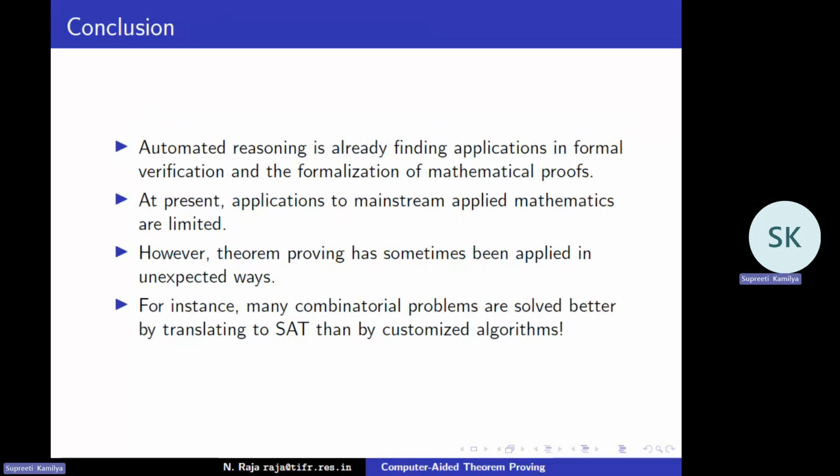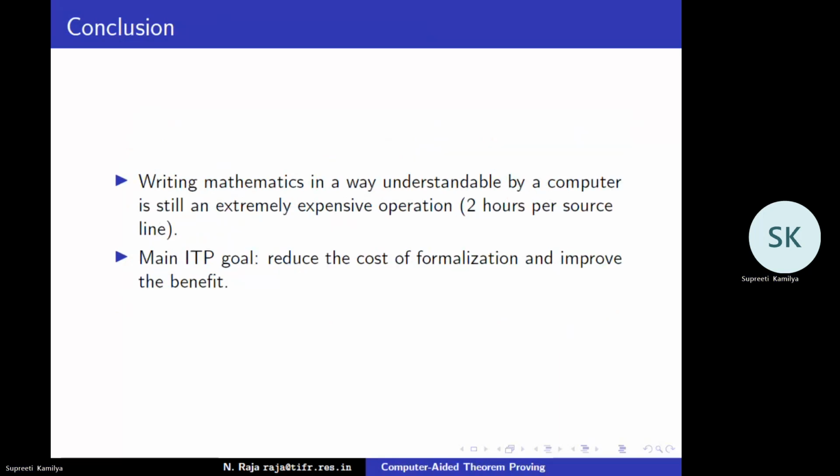So that brings me to the conclusion of my talk. Automated reasoning is already finding applications in formal verification and formalization of mathematical proofs. At present, applications to mainstream applied mathematics seem to be limited, but theorem proving has been applied in some unexpected ways. For example, there are several combinatorial problems which are better solved by translating them to SAT than with customized algorithms. Writing mathematics in a way that a computer can understand is still a very labor-intensive operation.